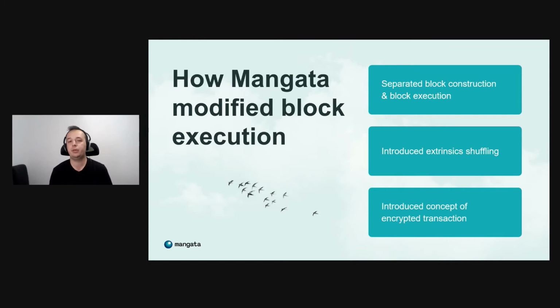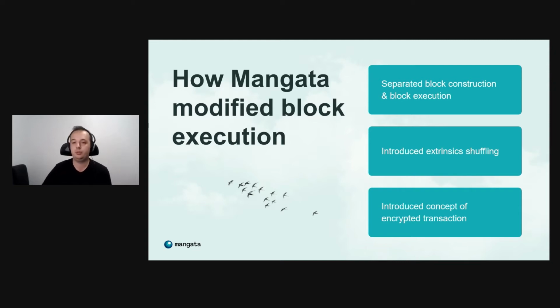So we modified block execution within the Substrate framework a lot. In Mangata, we separated block construction from block execution. So now these are two separate steps. Block execution is delayed by one. We introduced extrinsic shuffling. So the collator, when he puts transactions into the block, can't really know what will be the final execution order of the transactions because of the shuffling mechanism.